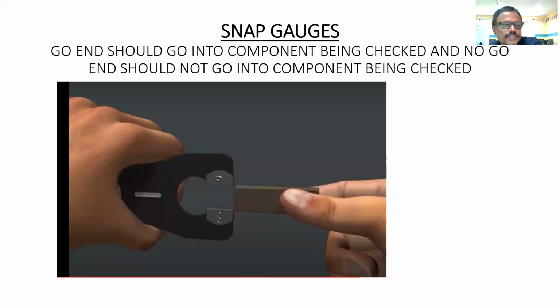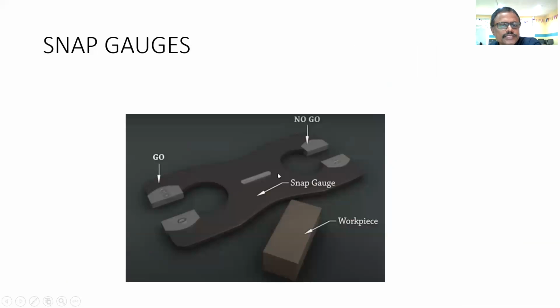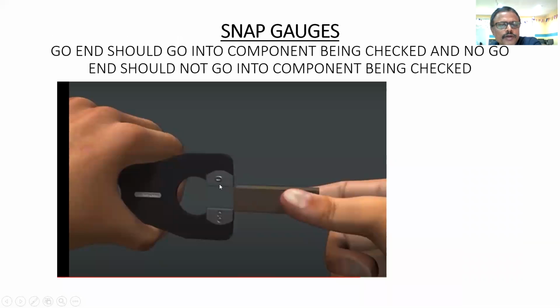So the snap gauge diagram, how it is inspected, is shown in this diagram. This is the go end, which was shown here. It should go into the component being checked. So if it goes into this component, then it is accepted. And the no go end should not go into the component that is being checked.